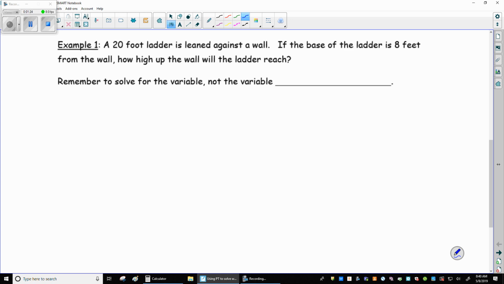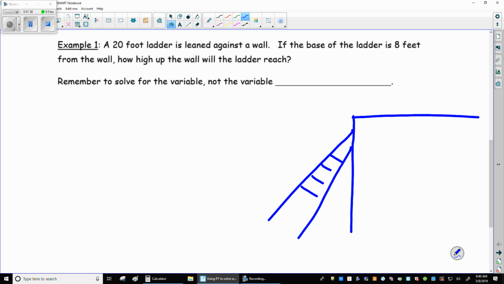So this one says a 20-foot ladder is leaned against a wall. The base of the ladder is 8 feet from the wall. How high up will the ladder reach? So again, pretty easy. I stink at drawing, but I'm going to draw a wall. I'm going to draw a ladder. As you can see, my ladder's terrible. And it says a 20-foot ladder is leaned up against the wall. So that means that this right here, the green, is 20 feet.